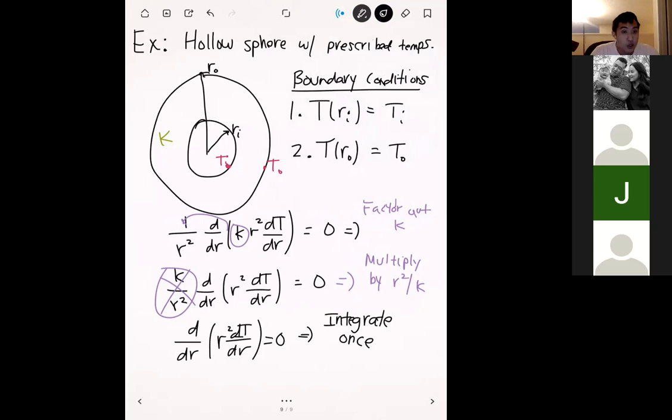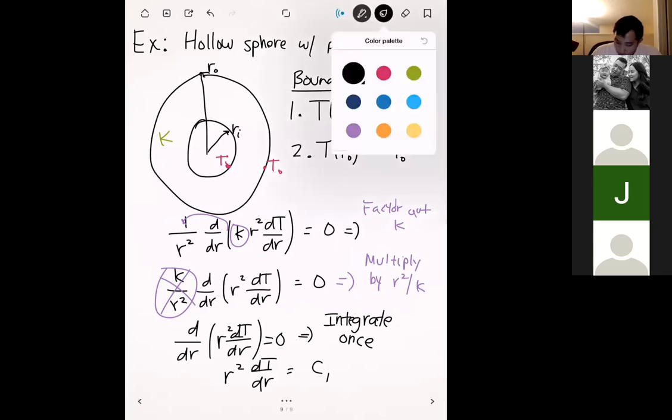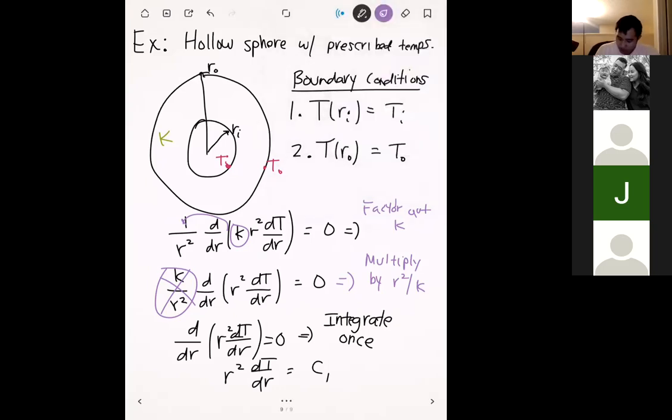From here, we can integrate once, and that'll get rid of the derivative out in front. After that, we're left with r squared dT/dr is equal to C1, because when we integrate zero, we just end up with C1. From here, we're going to divide both sides by r squared and then integrate again.